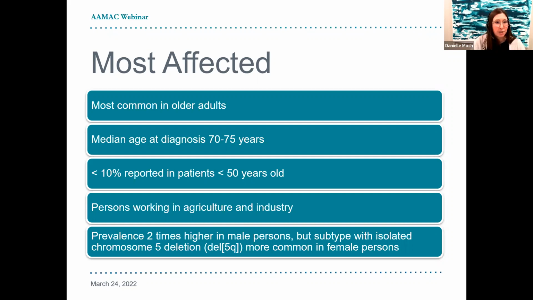The prevalence is 2 times higher in males than females. However, it is more common for females to have this chromosome 5p deletion, which we will get into a little bit further. And really, this 5p deletion is going to determine some treatment approaches, and so there are some different options whether you have it or whether you don't have it.